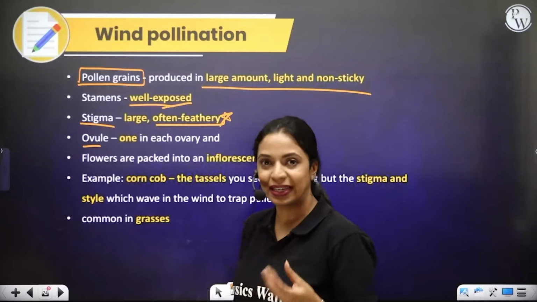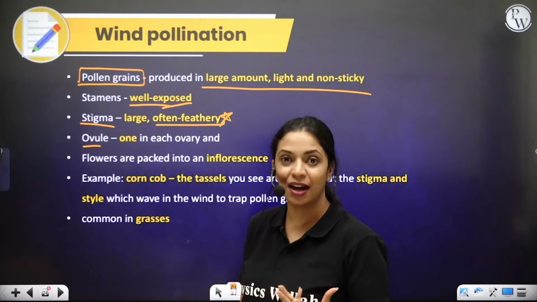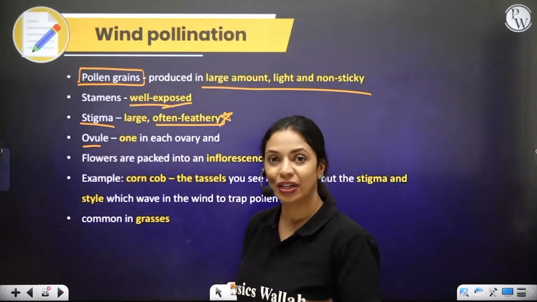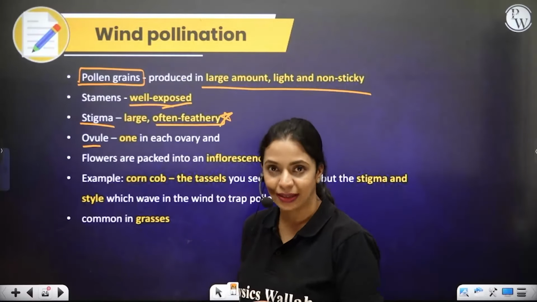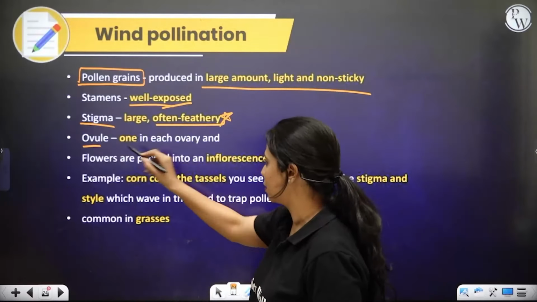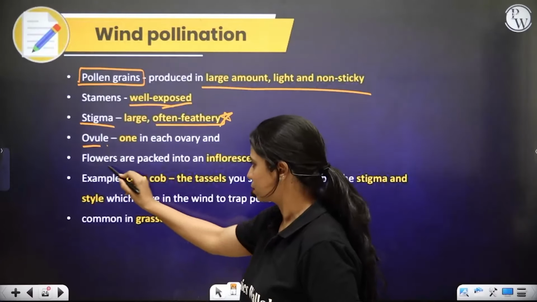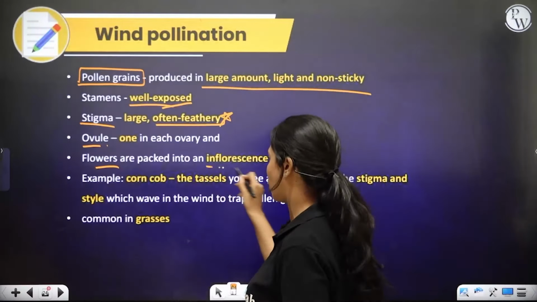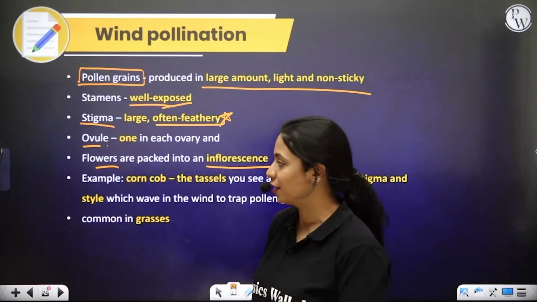Ovules, usually in plants that are wind pollinated like grasses, rose and rice and all of that, there is only one ovule per ovary. Okay, so that is the modification in ovules. Usually flowers will be very small in size and they will be packed in the form of an inflorescence. You can see this in wheat and rice plants.